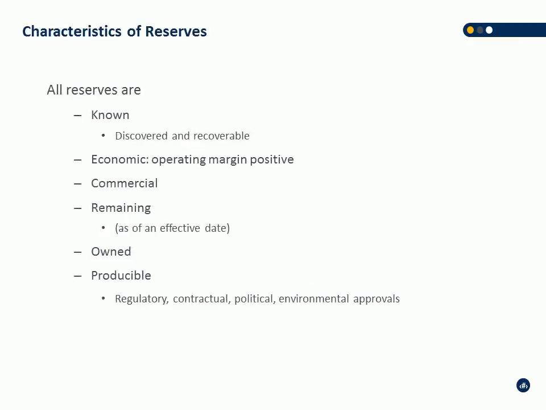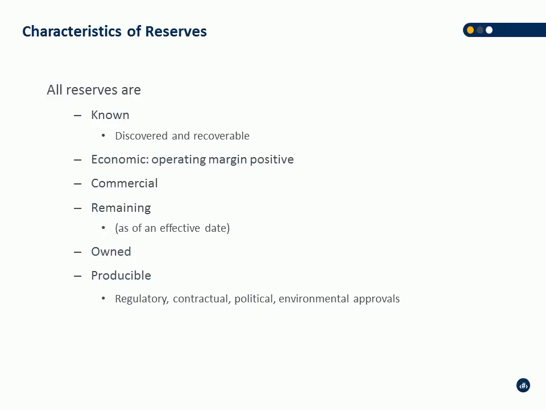So very quickly, they're known. Like we were talking about, they're discovered, they're recoverable, they're economic. The definition of economic is slightly different in the different guidance systems. In COGEH, it says it has to provide a reasonable rate of return to the company. So COGEH basically says the reserve can't be undiscounted. There has to be a rate of return associated with it. They're commercial. They're remaining as of effective date, so that means that historical production doesn't classify as reserves volumes.